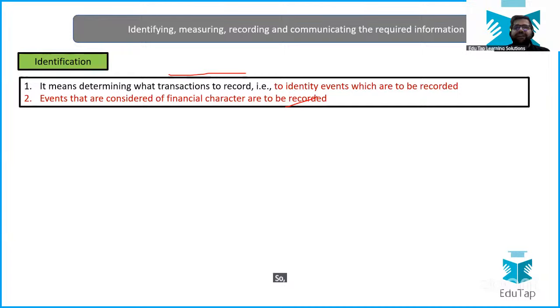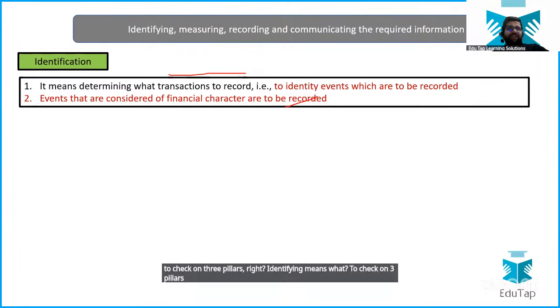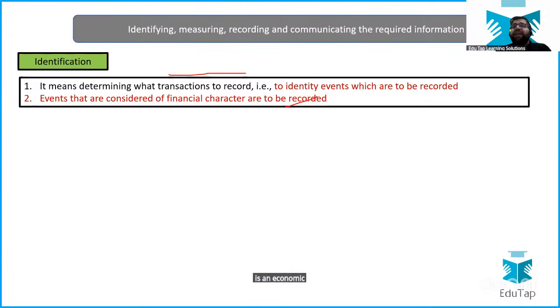So identifying means to check on three pillars, right? To check whether this activity or this transaction is an economic event or not. And how will you check? Is this a transaction? Does it have a monetary value? Will it affect the financial health of the company? If all three answers are yes, then you will say, sir, I have identified that yes, this is an economic event.